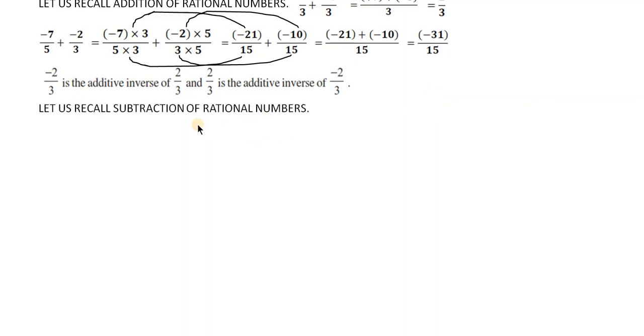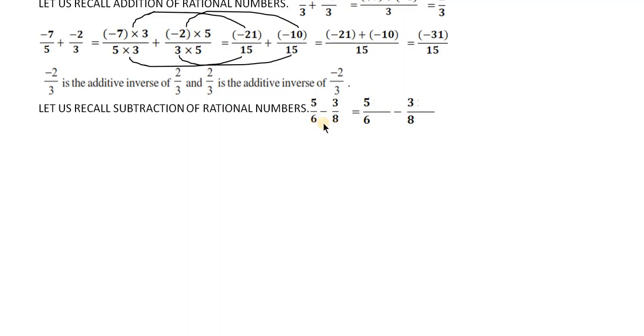Let us now recall subtraction of rational numbers. I am taking two rational numbers, 5 by 6 and 3 by 8. I am subtracting 3 by 8 from 5 by 6. So this is the way it is written mathematically. So you will have to convert the fractions. These are actually unlike fractions, unlike rational numbers. Both are positive, so you can say fractions also. So it is something similar to subtraction of fractions. So let us take it as rational numbers. 5 by 6 is one rational number, 3 by 8 another rational number.